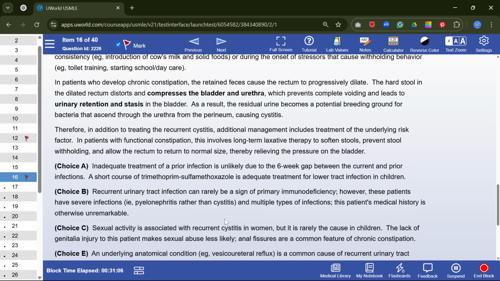Inadequate treatment of a prior infection is unlikely due to the 6-week gap between the prior and current infection. A short course of trimethoprim is adequate treatment for lower urinary tract infection in children. Recurrent urinary tract infection.